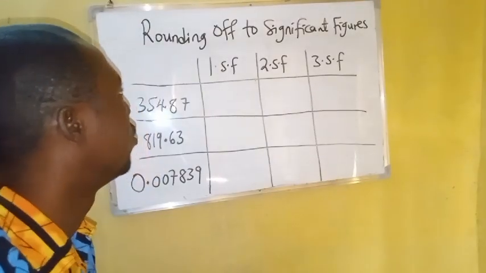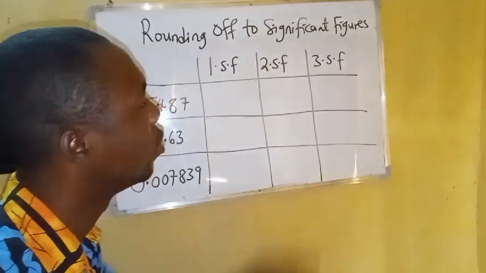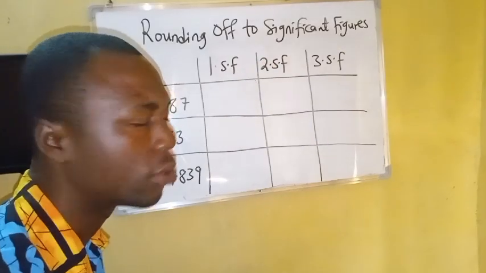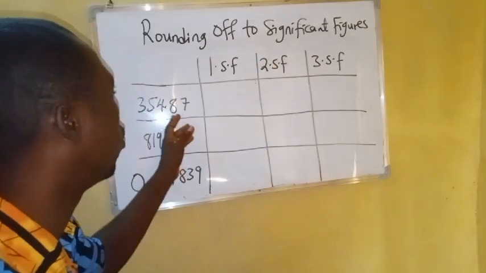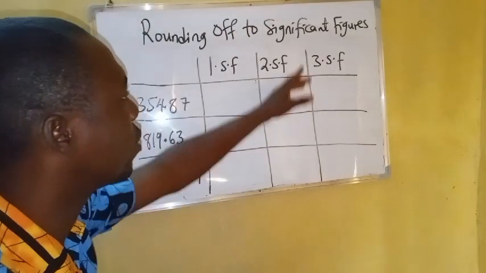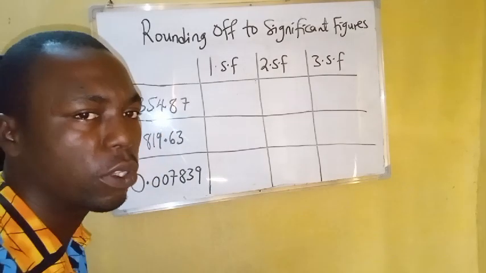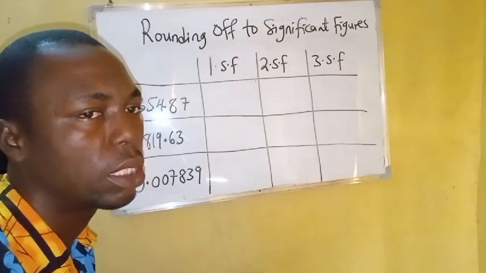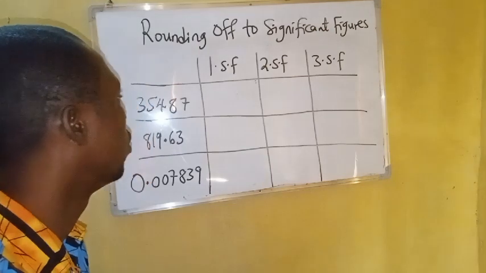Viewers, this is rounding off of numbers to significant figures. If you are to round off any number to maybe 1, 2, or 3 significant figures, you simply count the number of figures that you need, and then the remaining digits will become zeros.